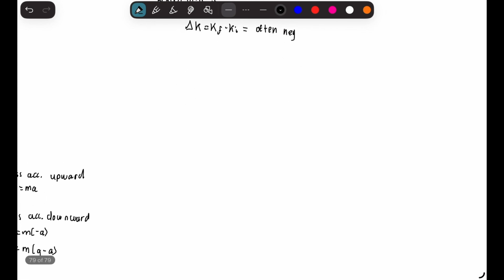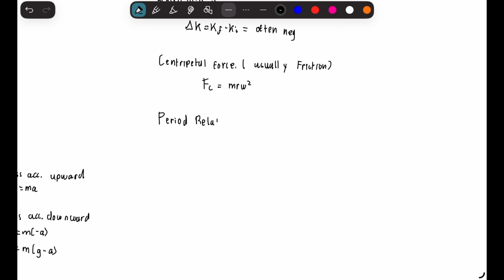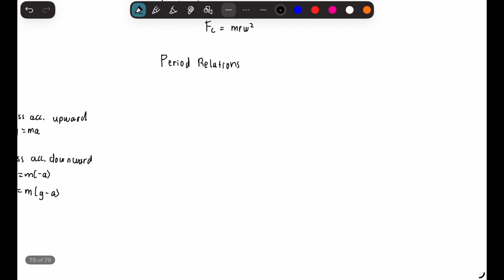Now, you also have to deal with centripetal force. And this is usually going to be when you have friction in play. Fc is equal to m r omega squared. In addition, you have some period relations, like omega is equal to 2 pi over T. T is equal to 2 pi over omega.